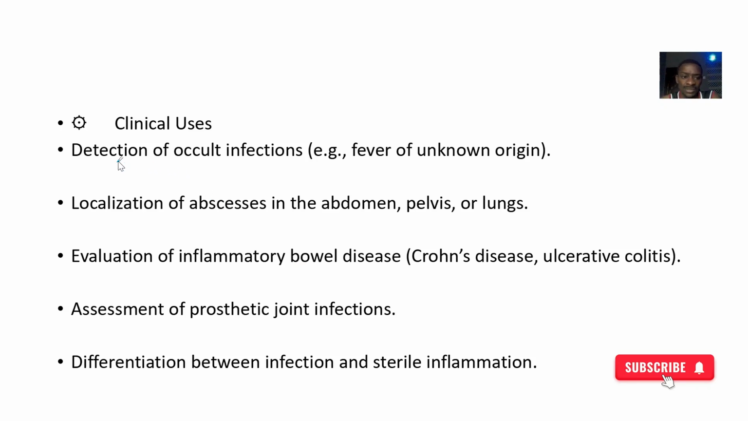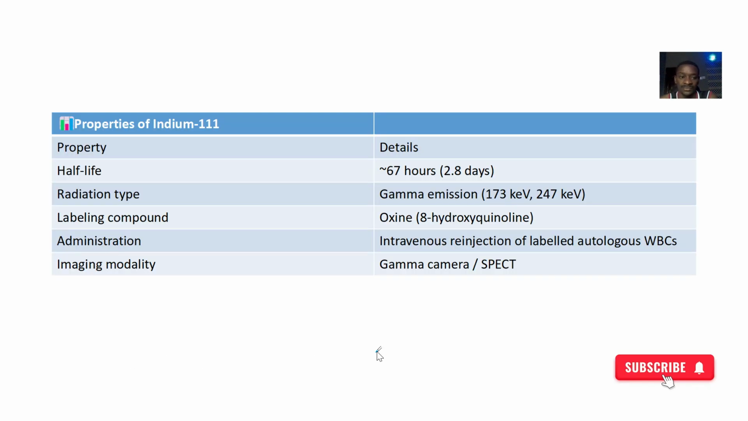So for clinical uses, they can use it to detect occult infections. Okay, if there's an infection and the origin is unknown, you have to just go through this. Localization of abscesses, to know the exact place where there's an abscess, evaluation of inflammatory bowel disease, assessment of prosthetic joint infections, then differentiating between an infection and an inflammation.